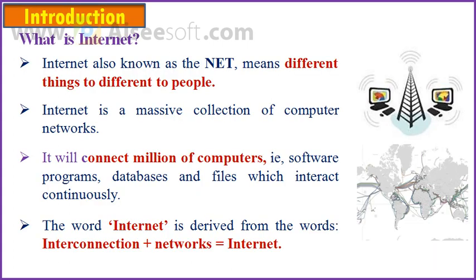What is the internet? The internet, also known as the net, means different things to different people. The internet is a massive collection of computer networks. It connects millions of computers, that is, software programs, databases, and files which interact continuously. The word internet is derived from interconnection plus networks equals internet.